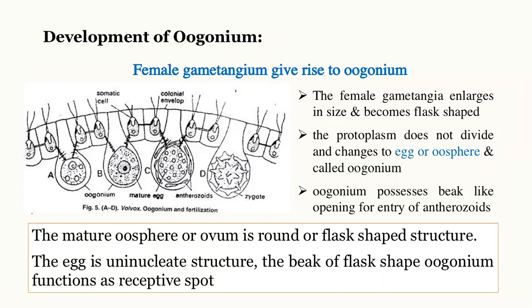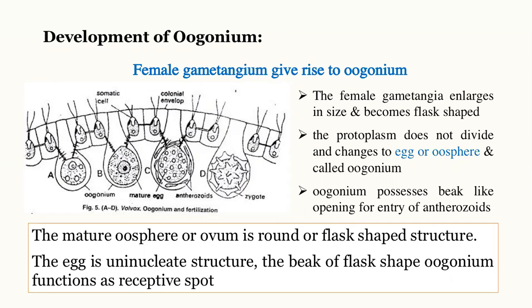The development of oogonium also is similar to this, with some differences. The oogonium, the egg or the oosphere, develops within the female gametangium. The female gametangium, like the male gametangium, starts the development from any random cell in the posterior end. It will start enlarging and become a flask-shaped structure, as you can see here in the picture. The protoplasm here will not undergo any division, but get transformed itself into a single egg or the oosphere. And now this is known as an oogonium.